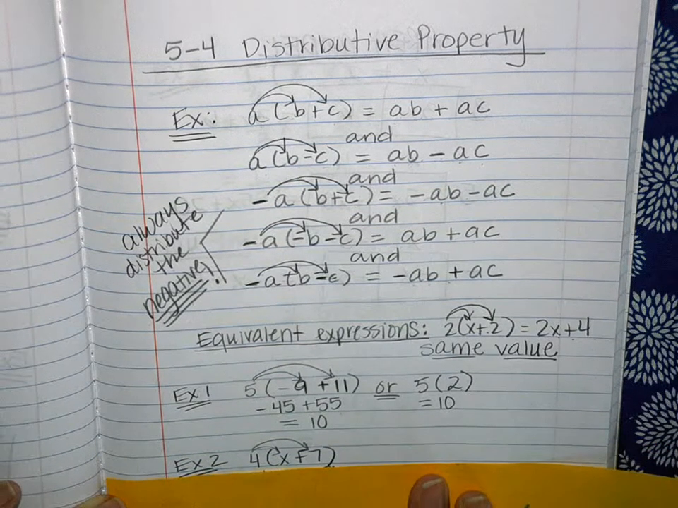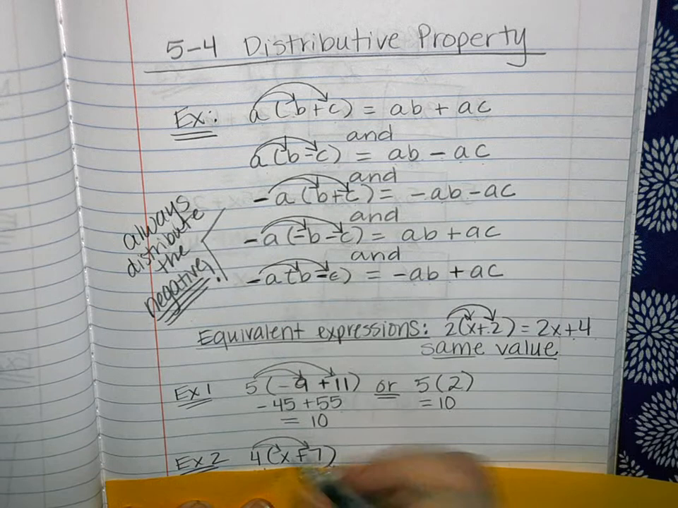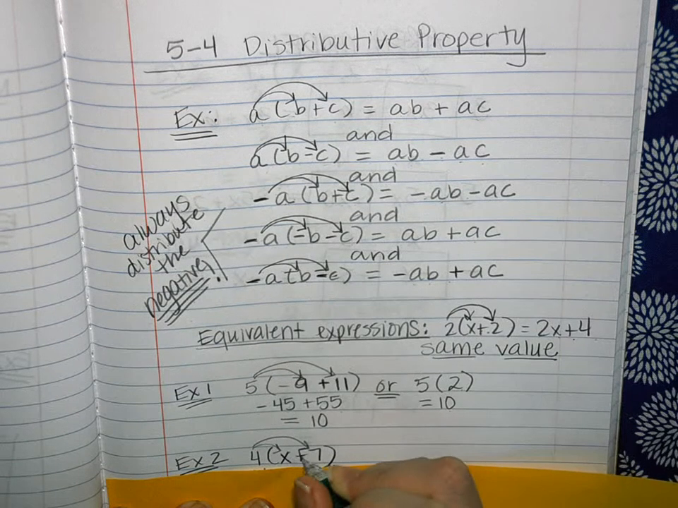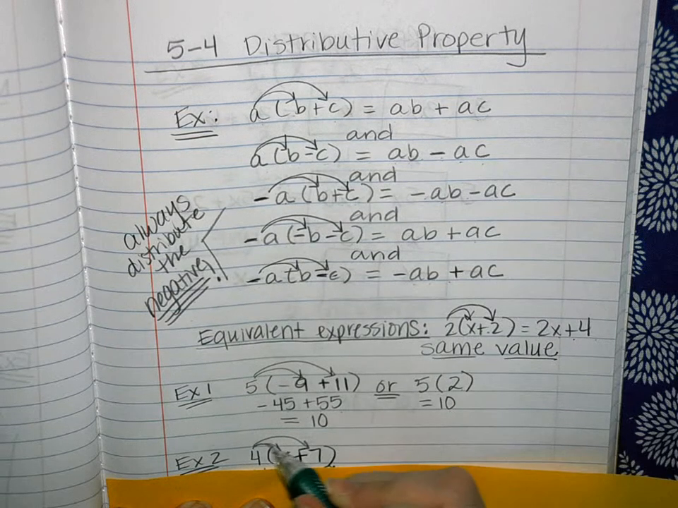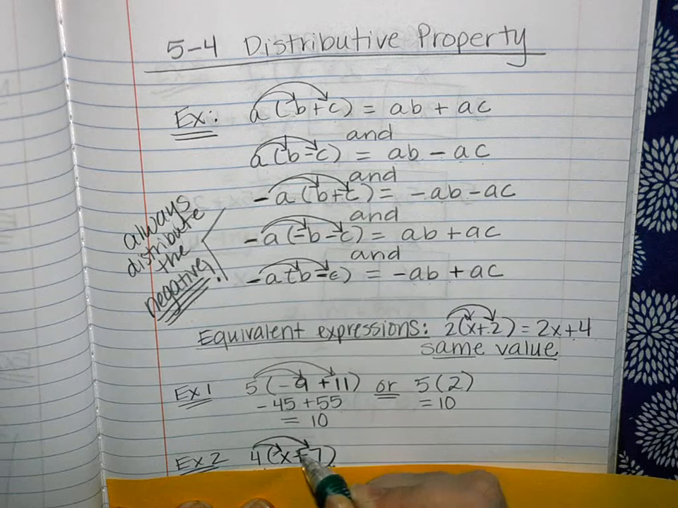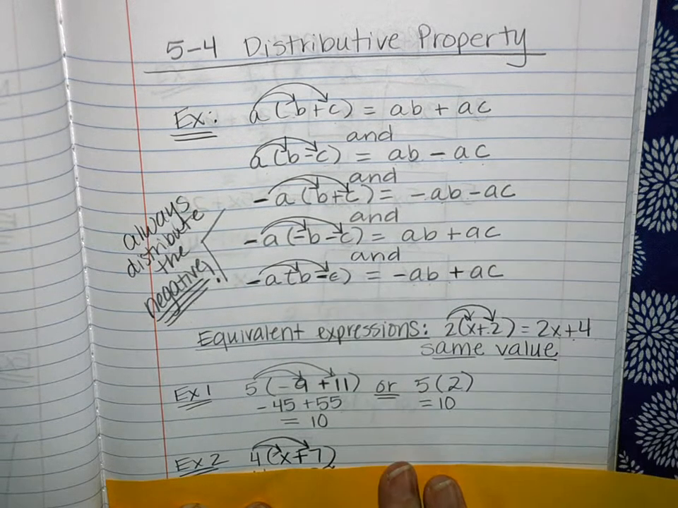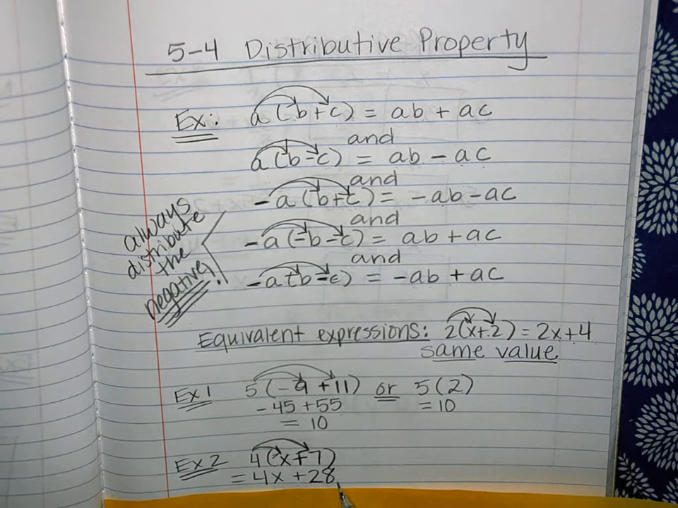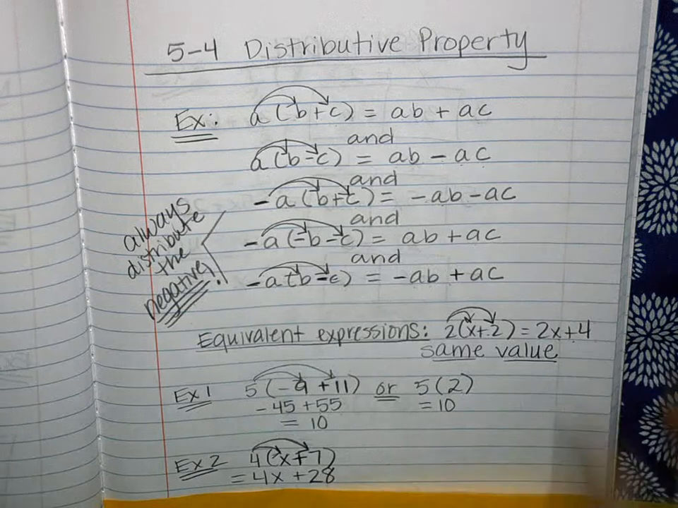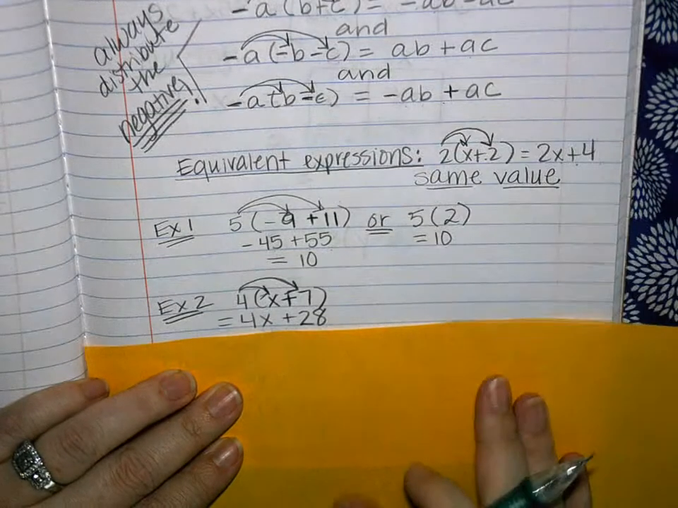Example 2. 4 times x plus 7. X plus 7 in parentheses. So we do 4 times x, and we do 4 times a positive 7. So that will be 4x, and then 4 times 7 is 28. So far, so good? Okay.